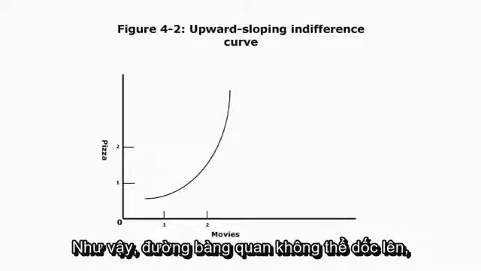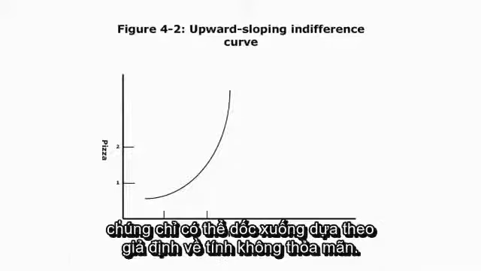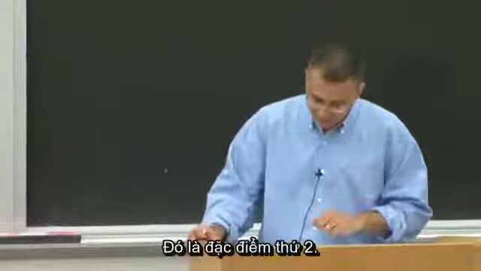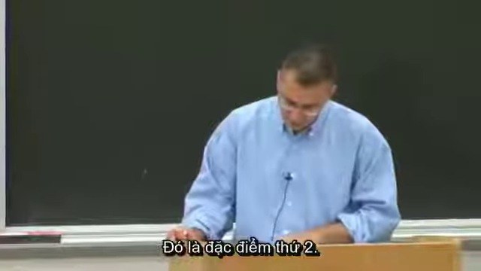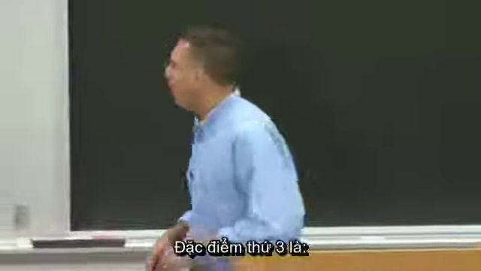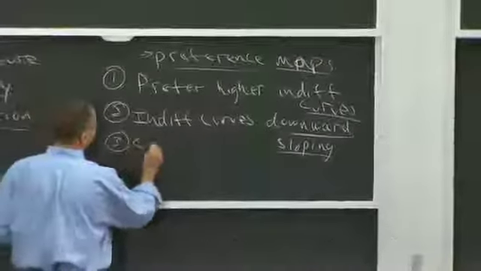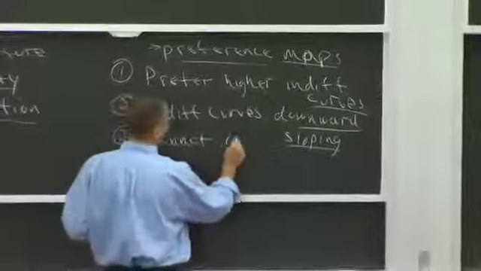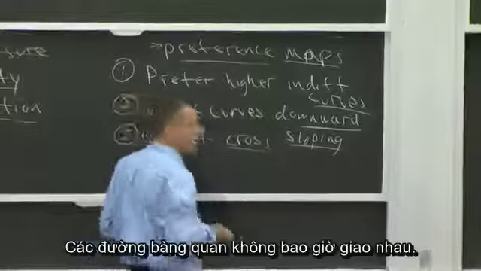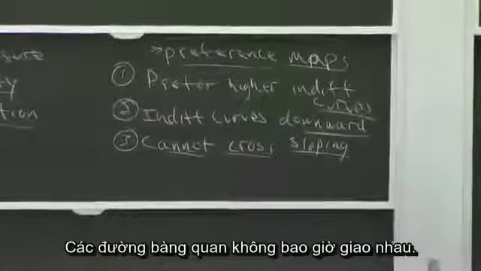So indifference curves can't be upward sloping. They've got to be downward sloping by the non-satiation assumption. Okay? That's the second property of indifference curves. The third property of indifference curves is indifference curves cannot cross. Okay.